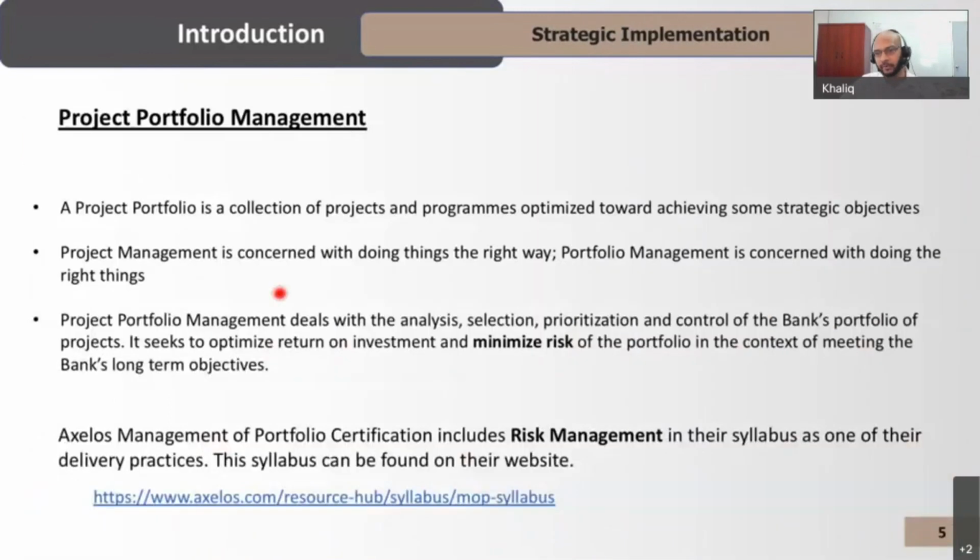So just a quick word on project portfolio management. A project portfolio is a collection of projects and programs optimized toward achieving some strategic objectives. Project management is concerned with doing things the right way, and portfolio management is concerned with doing the right things. And many bodies of knowledge that speak to project portfolio management include risk management as one of their sub-functions or sub-processes within their framework. So it's within this discipline that we manage strategic risk.